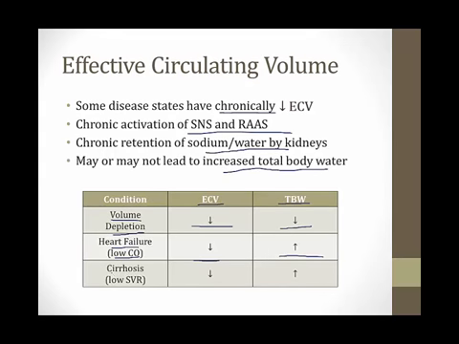In cirrhosis, patients have a very low systemic vascular resistance from vasodilation. This leads to a fall in ECV and chronic activation of the sympathetic nervous system and RAS systems. This leads to retention of sodium and water, but that is unable to resolve the low SVR problem. Thus, cirrhosis patients, just like heart failure patients, develop an increase in total body water with the fluid in the wrong places. As you know, patients with cirrhosis have ascites and pitting edema, and this is all from an increase in total body water in the setting of a low ECV.